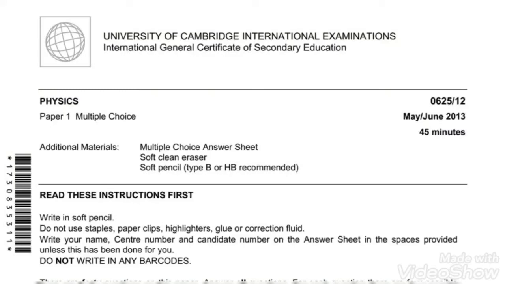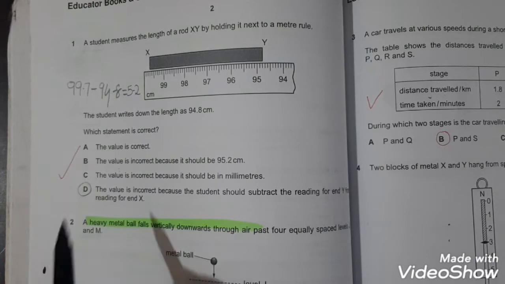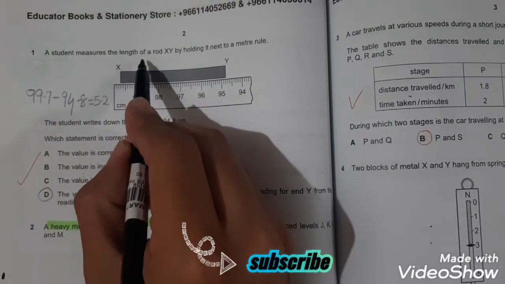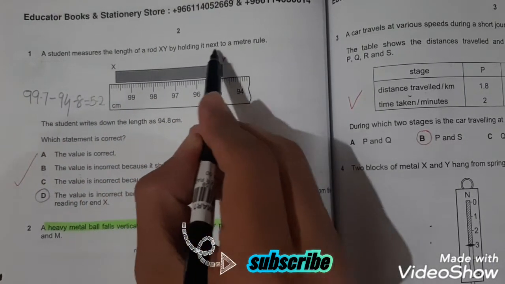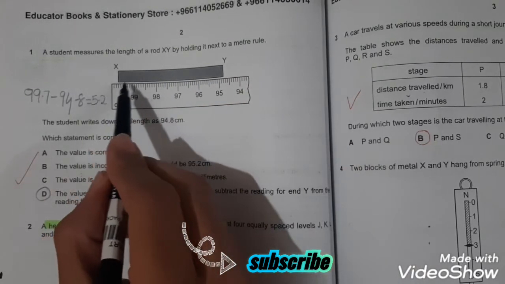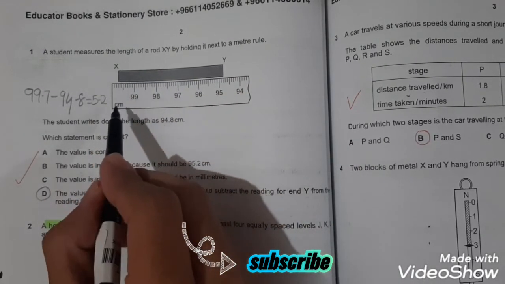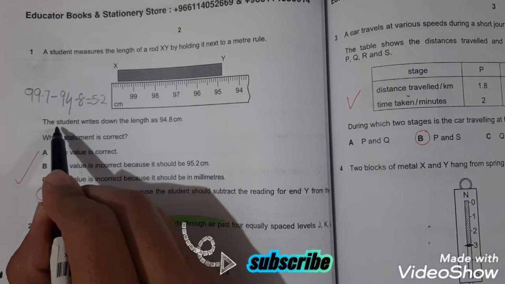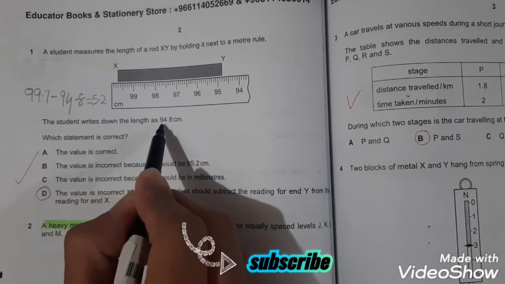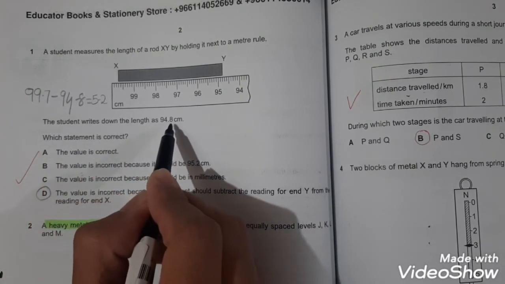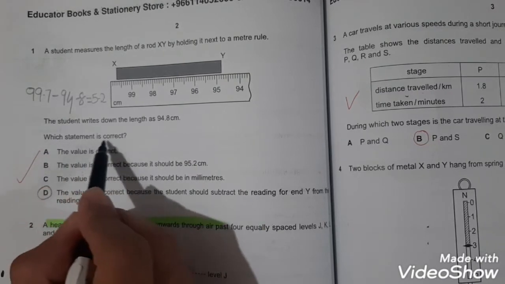So today I'll be explaining Physics May-June 2013 Paper 12. Question 1 states a student measures the length of a rod XY by holding it next to a meter rule. Over here we have the rod XY, and the question states the student writes down the length as 94.8 centimeter. Which statement is correct?